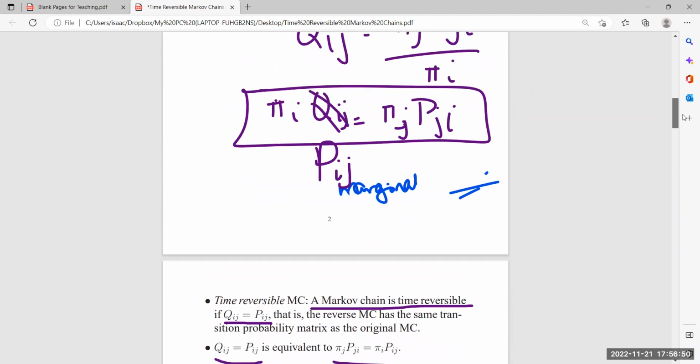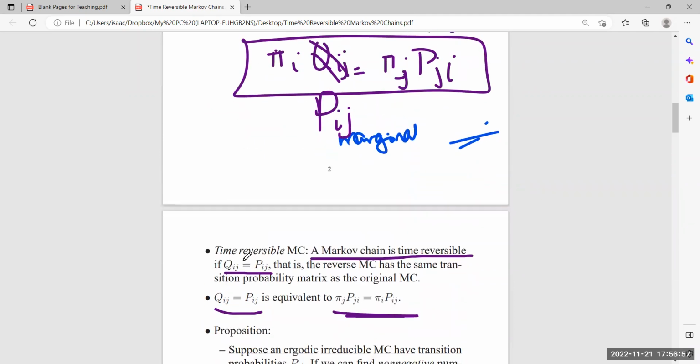Over here. In a time reversible Markov chain, this is what happens. The new transition matrix that you have, the Qij's, is equal to the Pij's. And we've already found a relationship up there with Q and Pij's. So if they are equal, I can replace this Qij with Pij, and that's it.